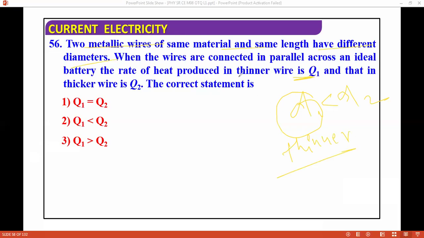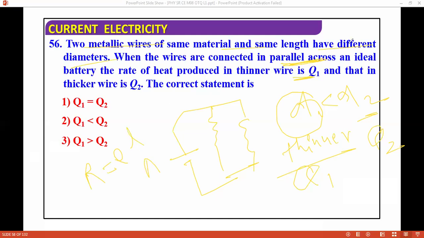So the rate of heat produced in the thinner wire is Q1 and in the thicker wire is Q2. The wires are connected in parallel across an ideal battery. So basically, we have to play again with the resistance. Resistance, basically you should know the basics: R is what? Rho L by A. Rho L by A.